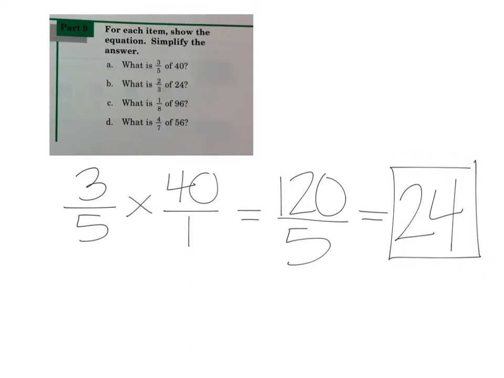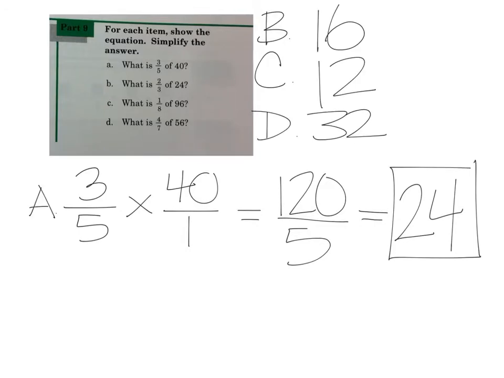So I'll put the answers up here in a second. Check your work and make any corrections that you might need. Okay. So here's what you have for A. We did that together, 24. For B, your whole number is 16. For C, your whole number is 12. And for D, your whole number is 32. So check the numbers that you have. If you need to make corrections, go ahead and do that now before you go on to the next section.